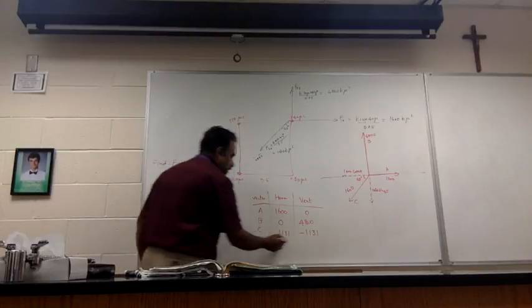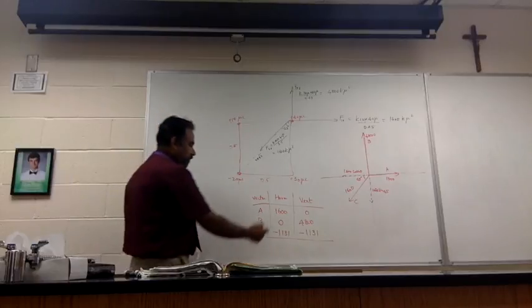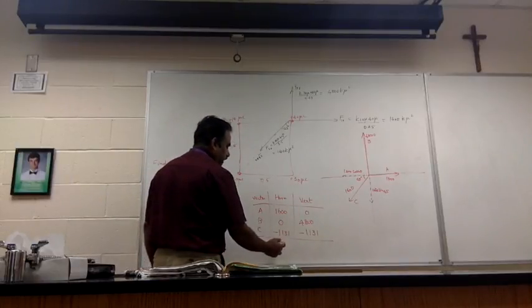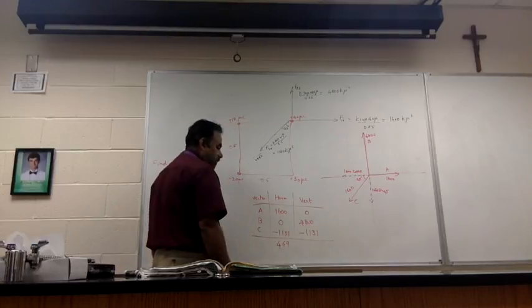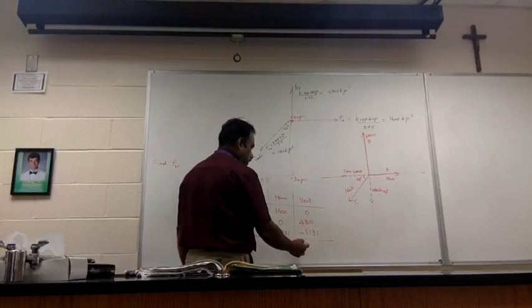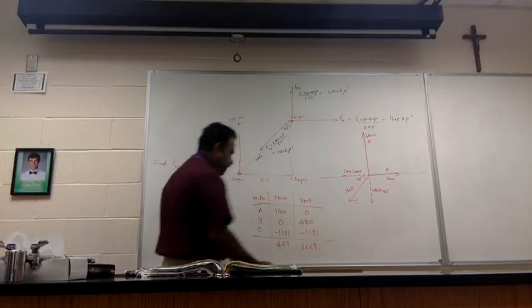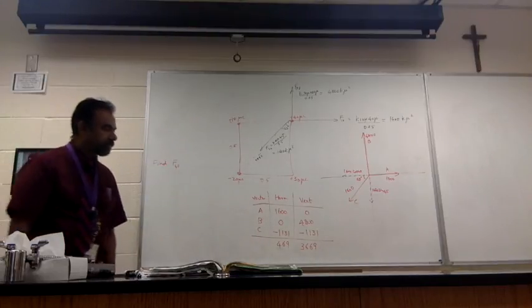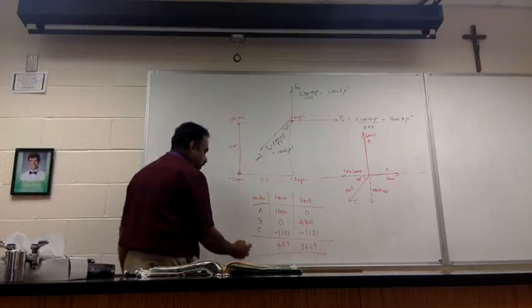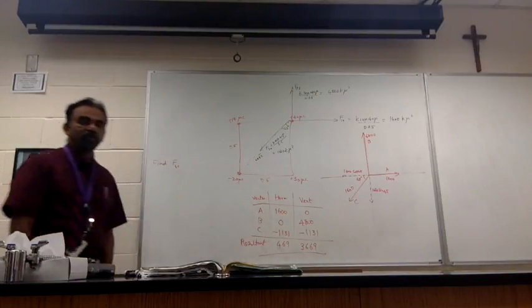So both are negative. Now once you have resolved each of those forces, just add them up. Add this with this. And what do you get? 469. And this one? 3,669. So 3,669, and here is 469. So now we have the components of the resultant.